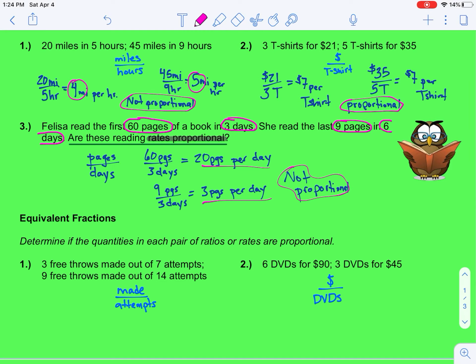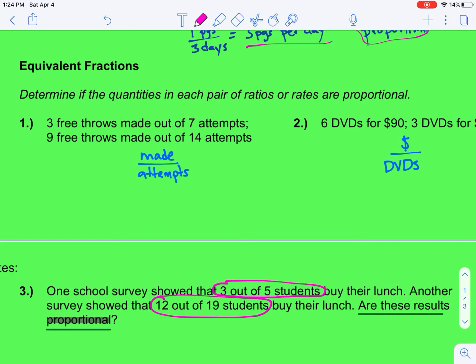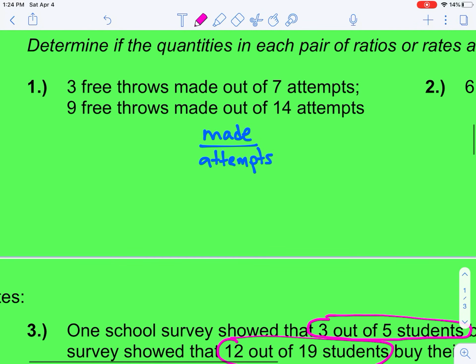All right, so hopefully that helps you use unit rates when seeing if something is proportional. Let's take a look at equivalent fractions. So this time I'm going to compare them using equivalent fractions. So I'm going to set up fractions, and I'm going to see if whatever I do to the numerator or denominator to get the other fraction is the same or not. If it's the same multiplication or division problem, then those are proportional. If they're different, then they're not proportional.